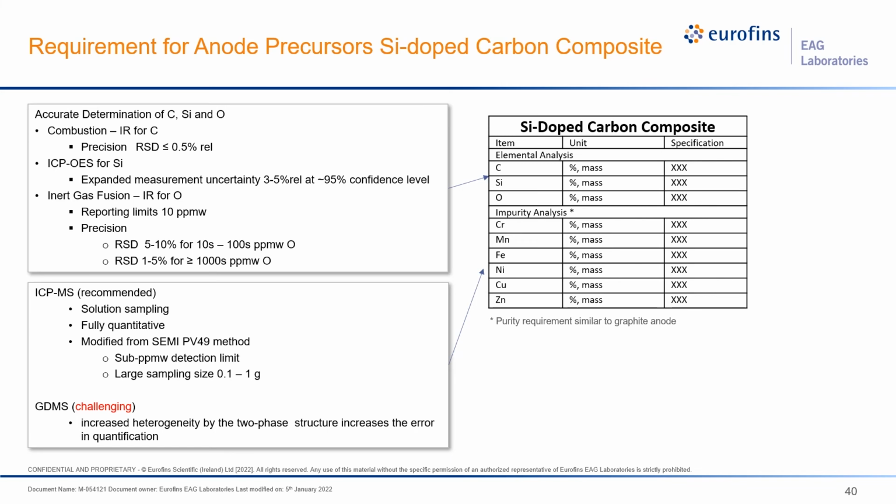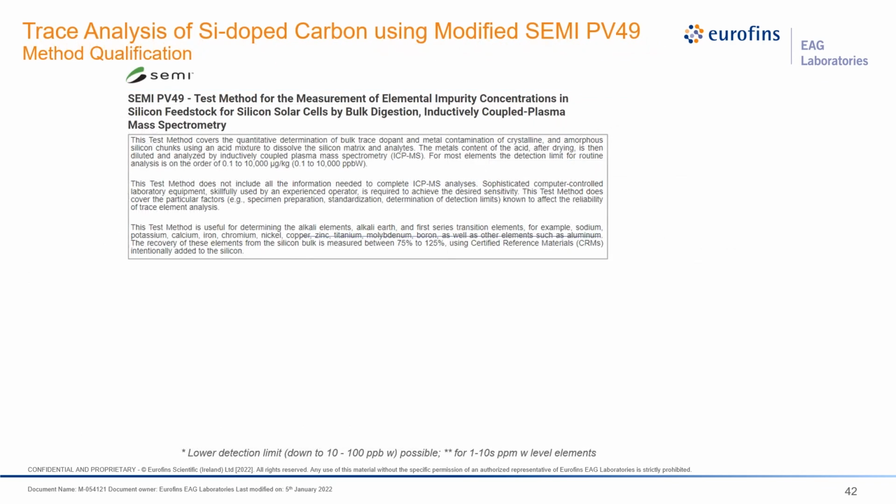So here's a little bit more regarding the modified semi-PV49 method. Semi-PV49 is actually the testing method for the measurement of elemental impurities in silicon feedstocks for silicon solar cells. And it uses the bulk digestion method with ICP-MS to do the quantification. It covers those elements, including alkaline elements, alkaline earths, and first-series transition metals, and even the post-transition metals as well.